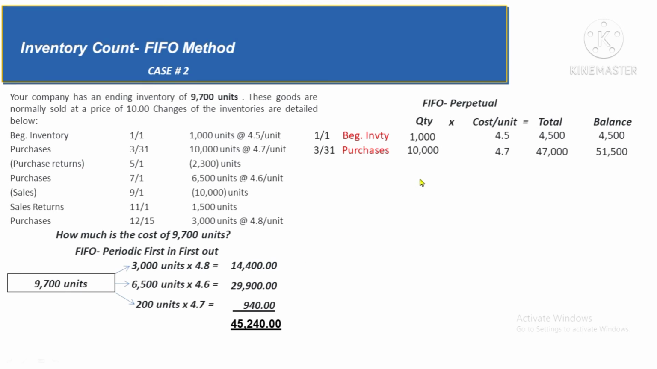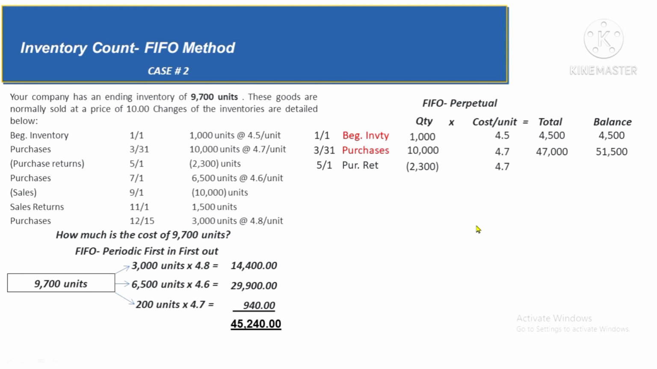Now, let's continue. On 5.1, you return 2,300 units to your suppliers, maybe because there are defects in them. So let's put here the units. The problem is we cannot have the cost per unit. So what is the cost per unit that we are going to put here? The answer is 4.7.